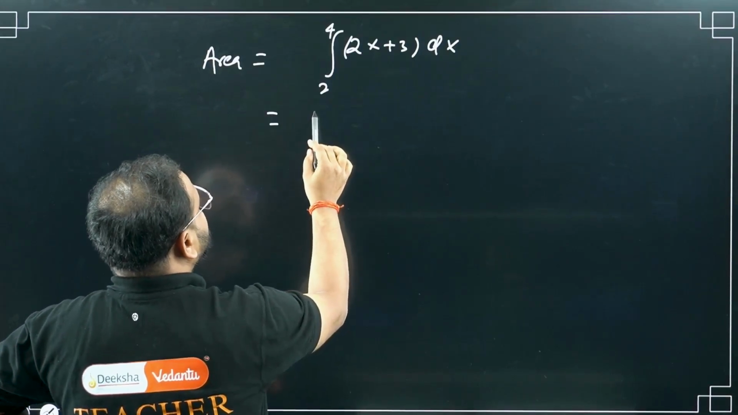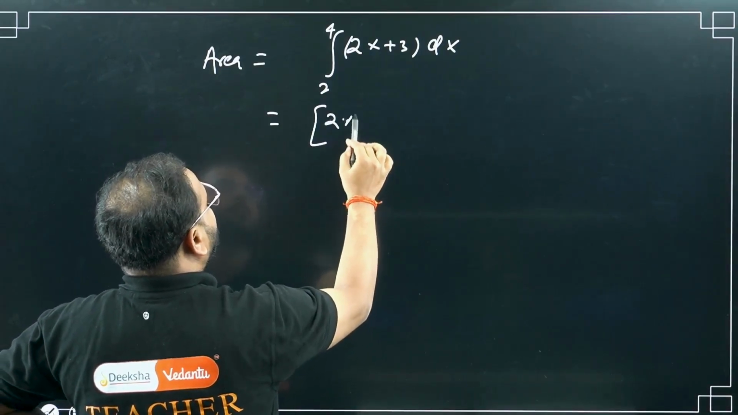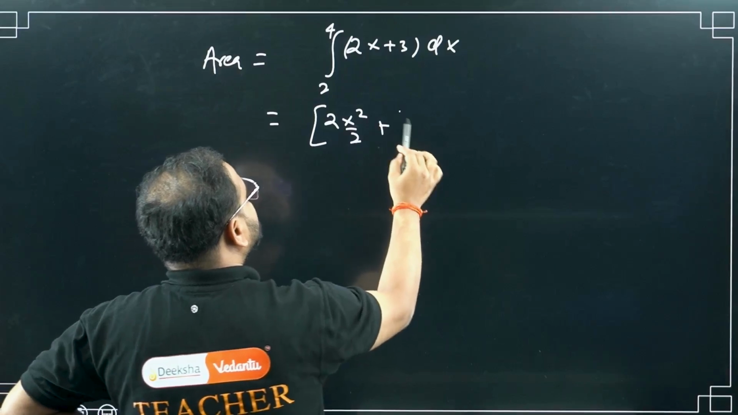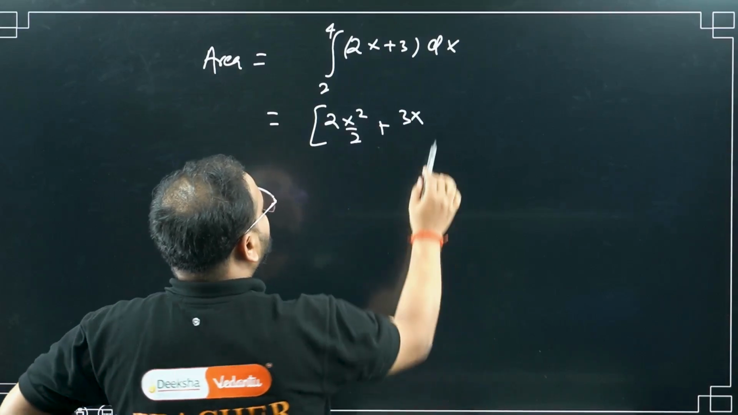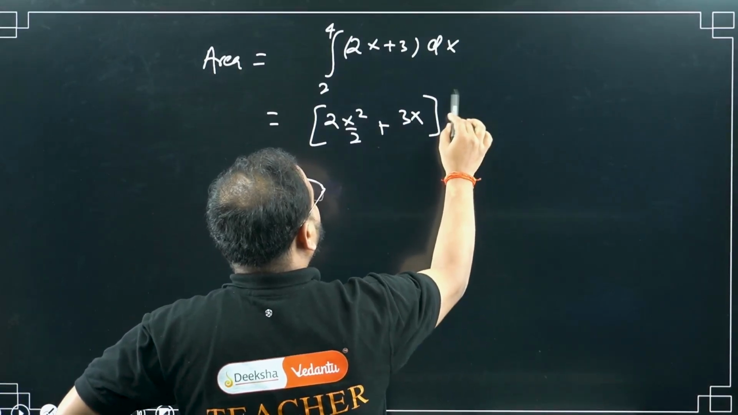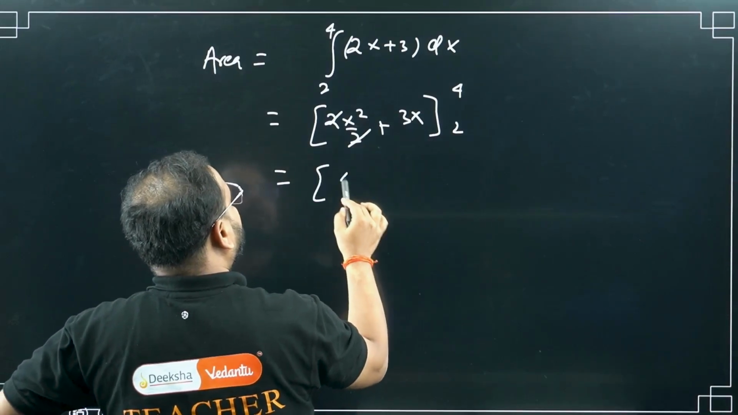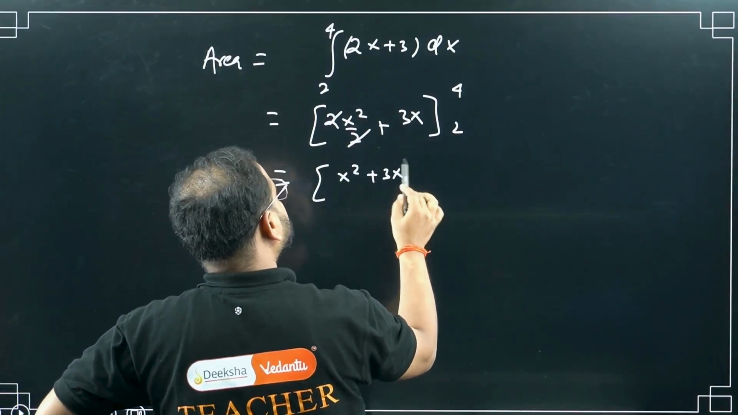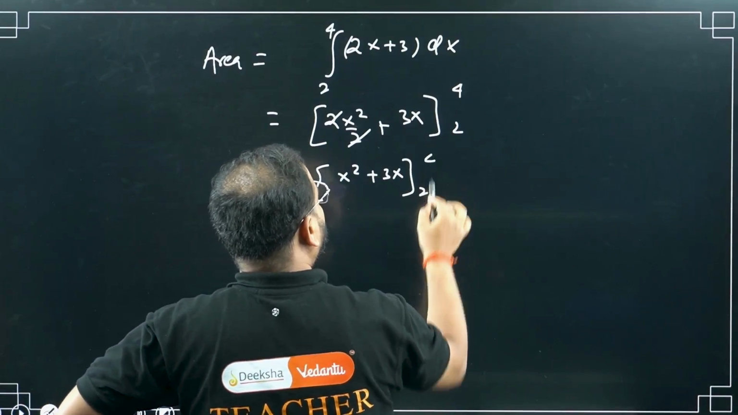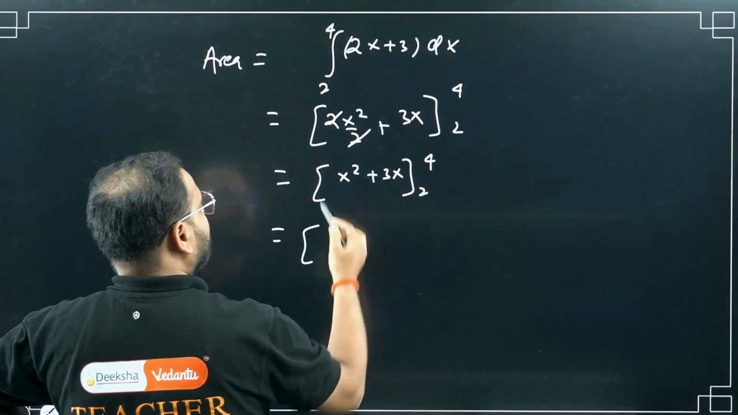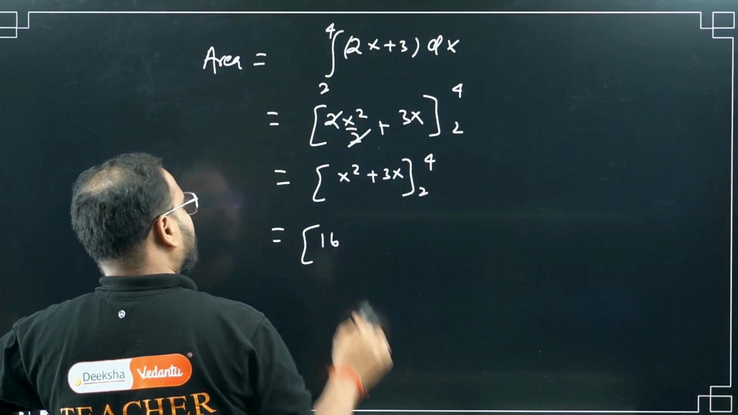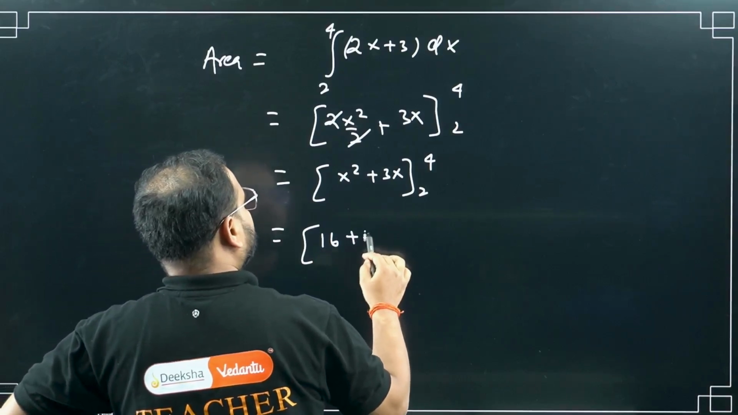Let's do this integration. What am I going to get? It'll become 2x square by 2 plus 3x, from 2 to 4. Please check. 2 and 2 will cancel. What do I have now? x square plus 3x from 2 to 4. Put here 4. You're going to get what? 4 square is what? 16, bacha. Plus 12. Yes or no?